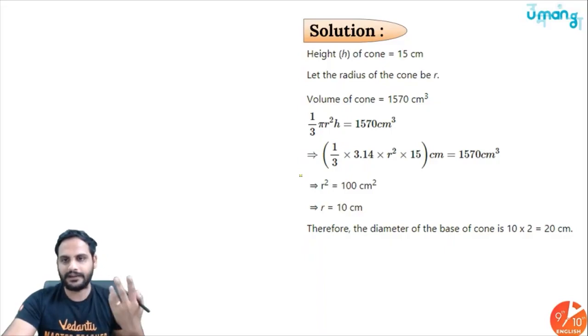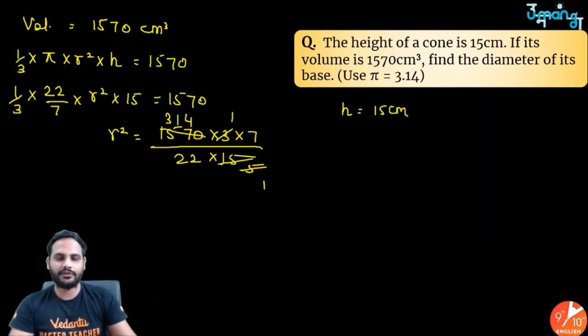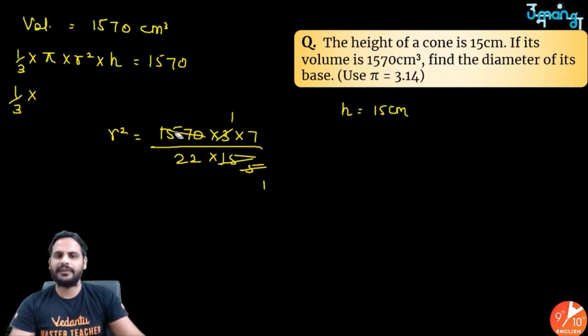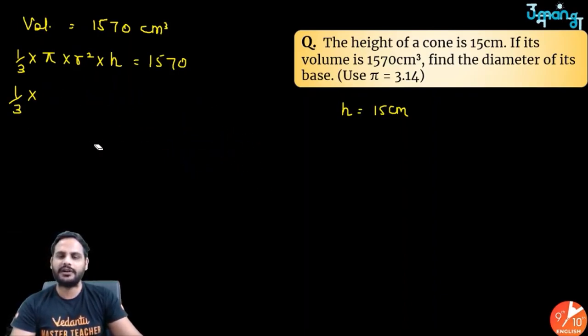Okay, they are taking it as 3.14. Okay, it is told to me. Oh, sorry, I didn't see. They are telling me to use pi as 3.14. So whenever they say use pi as 3.14, it will definitely make your calculations easier. How will it make your calculations easier?